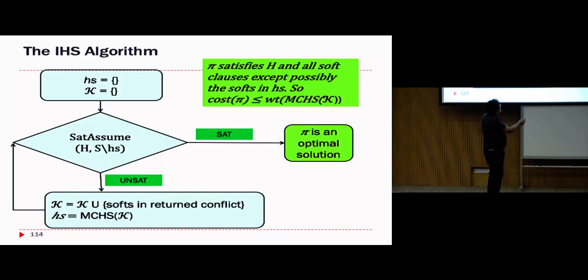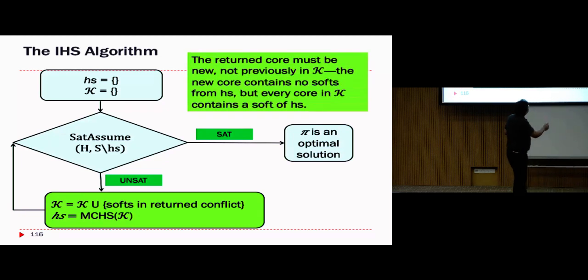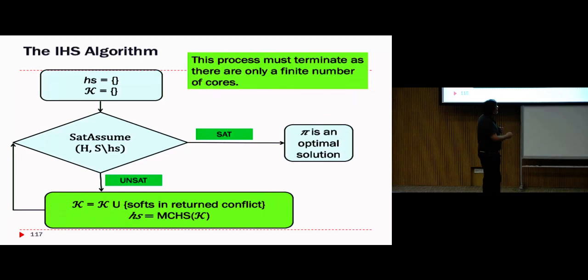So if I get to this point where actually I find SAT, then I have an optimal solution because its cost is the same as the minimum cost hidden set. If I get unsat, I get a new core, and it must be new because HS hit everything in the old hidden set, every core in the old set of cores, and it doesn't hit the new core. So the new core must be new. And so therefore, I can only do this a finite number of times because there's only a finite number of cores. And so you must terminate, and away you're finished.